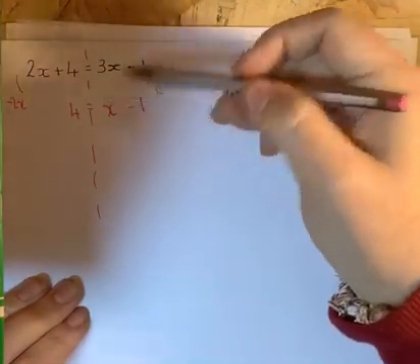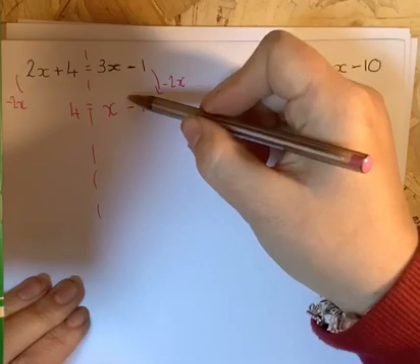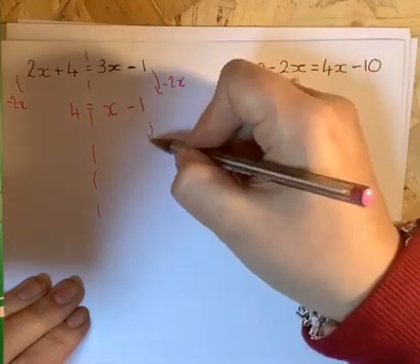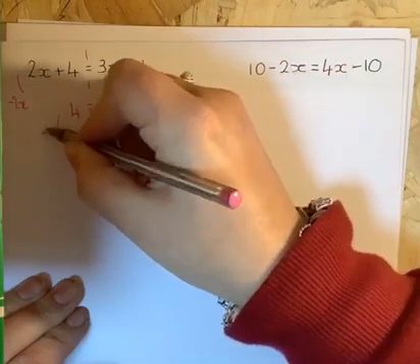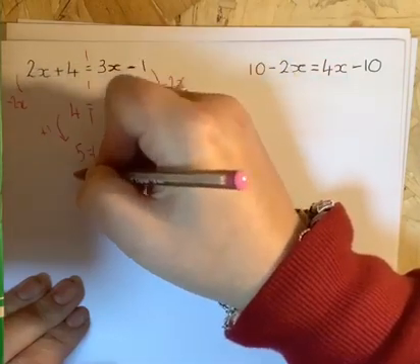So to get x by itself, we need to add 1 to both sides, because that'll make this 0. So -1 add 1 is 0, so we've got x. Okay, 4 add 1 is 5, so x equals 5.